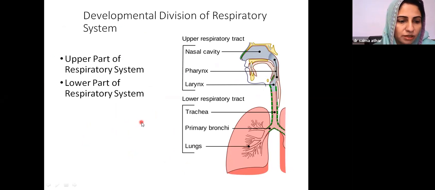Ectoderm, mesoderm, endoderm. Mesoderm, okay. Yes. Okay, mesoderm, right. Okay, okay.